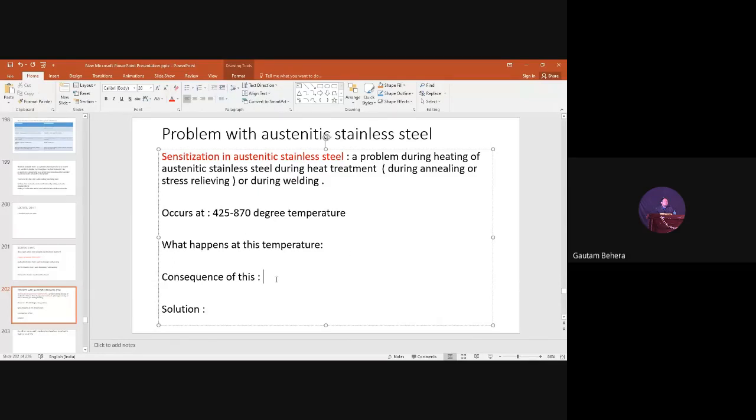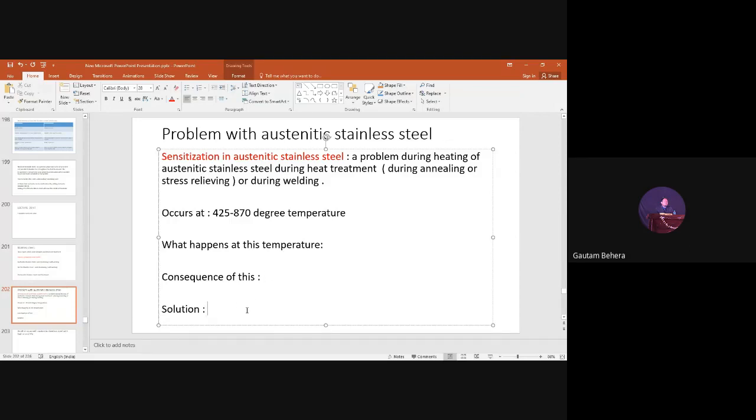Right? So you understand what is the consequence of this? The consequence is that the resistance to corrosion and oxidation will reduce near the grain boundaries, because of depletion of chromium from the matrix in the vicinity of the prior austenitic grain boundaries, right? The consequence is that failure may happen due to this corrosion. Fine. And now what is the solution?